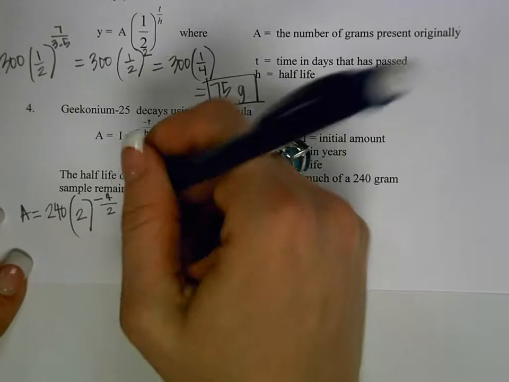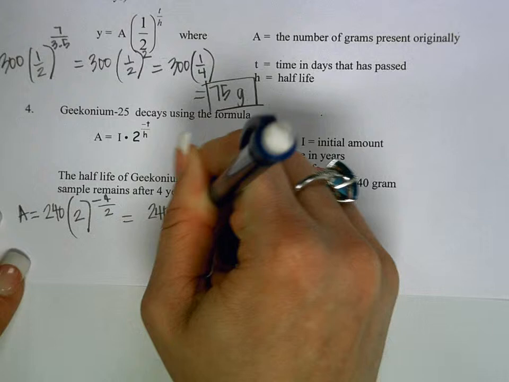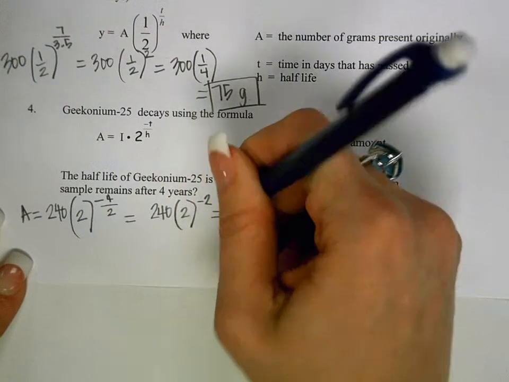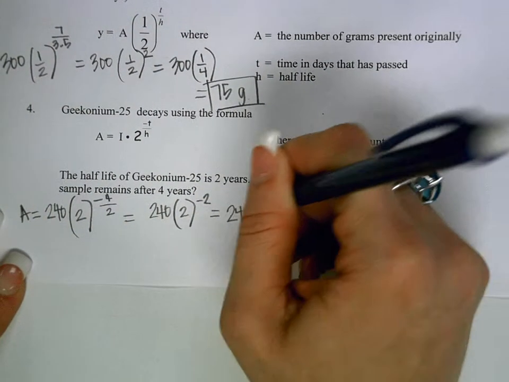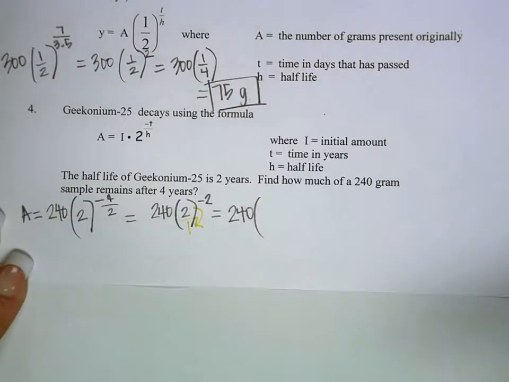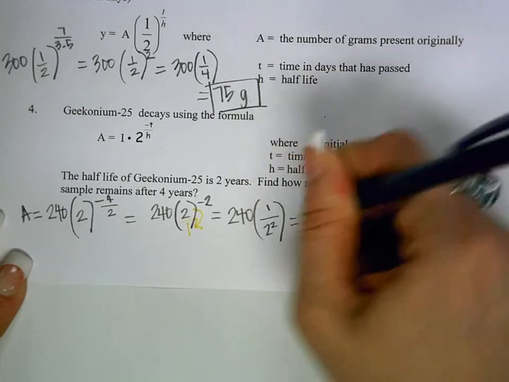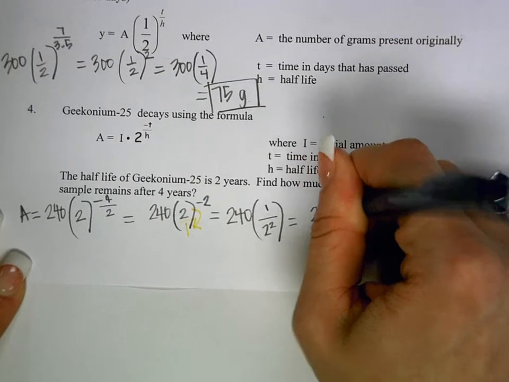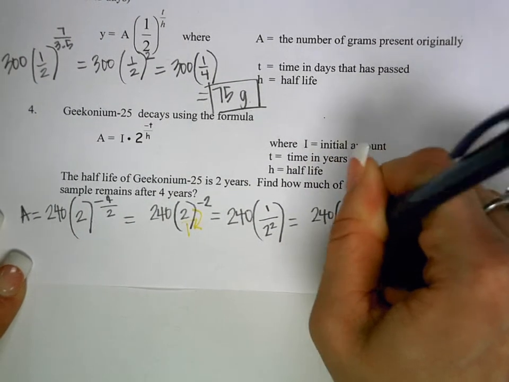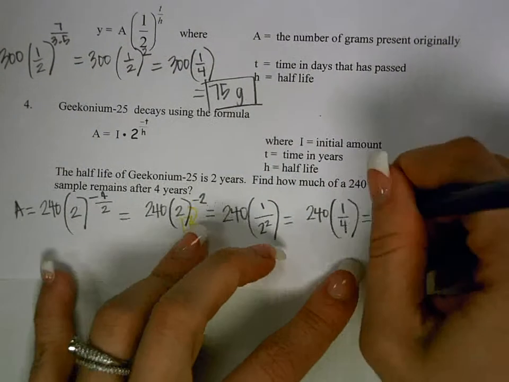So if you work this out, we get 240 times 2 to the negative 2. What is 2 to the negative 2? Okay, remember, make it a fraction, bury it, so it's 1 over 2 squared. What is 2 squared? 4, so 240 times 1/4 gives us what? 60 grams. Yes.